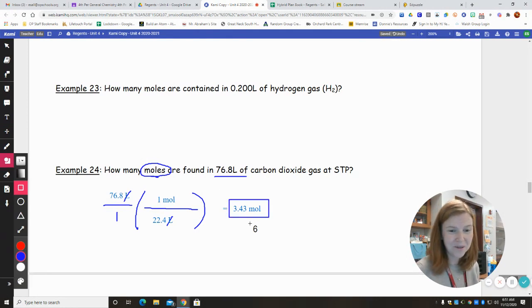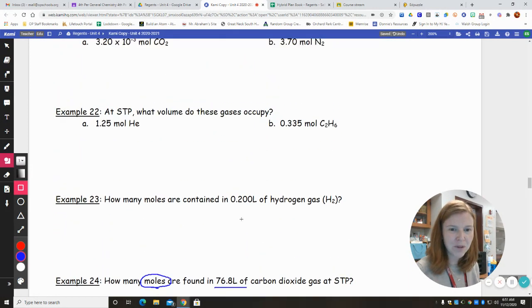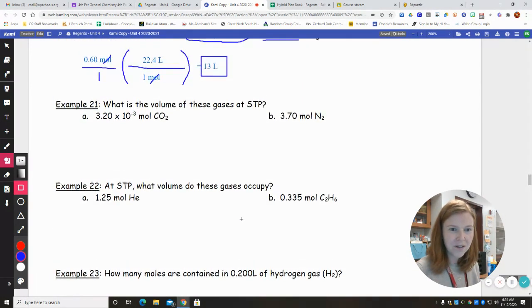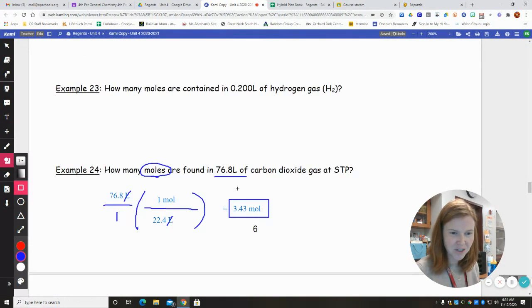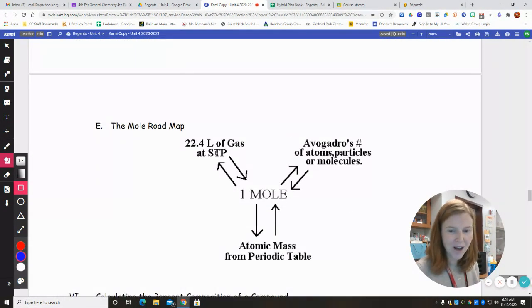That's it. That's molar volume. I am going to upload the key to these other problems, so I would recommend maybe give those a try at some point. Let me know what questions that you have. So to summarize, at the top of page number 7, we have what's known as the mole roadmap.